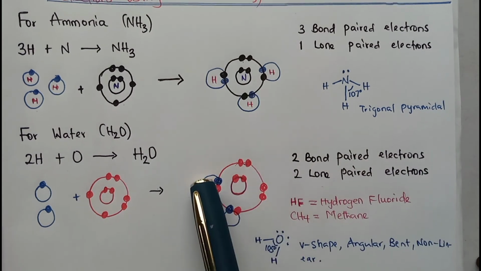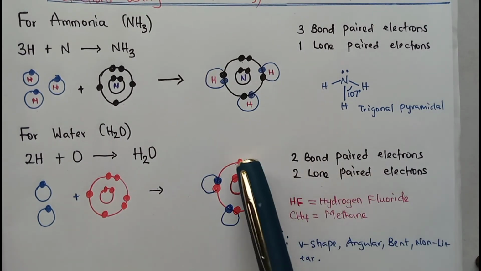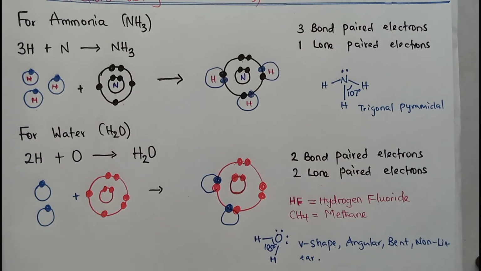And for water, we have 2 bond paired electrons. The 2 bond paired electrons are these, and the 2 lone paired electrons, which are these 2 red. As you can see, it is clearly shown. And I asked you to do hydrogen fluoride and methane for me, and it will be better.